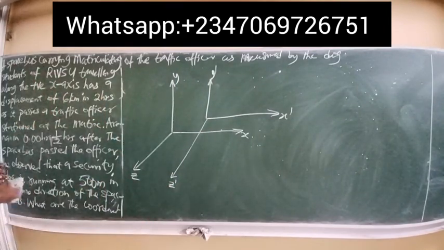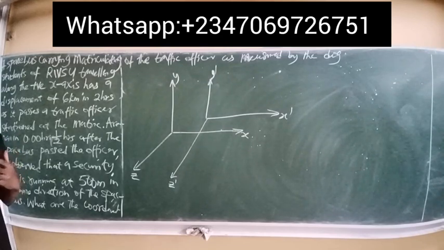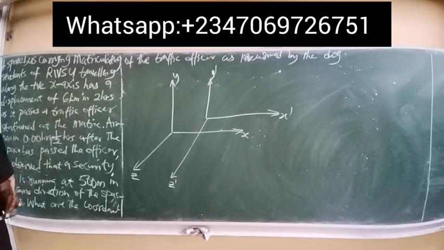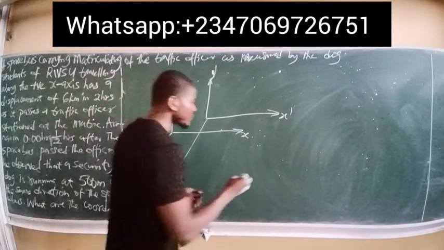All right, so let's look at the question again. A space bus conveying matriculating students of RIFSU traveling along the positive x-axis has a displacement of 6 kilometers in 2 hours. So a displacement of 6 kilometers in 2 hours actually tells us what? The velocity of the space bus. Velocity is simply displacement over time, which means the velocity of the bus is this displacement divided by the time in which the space bus is moving.